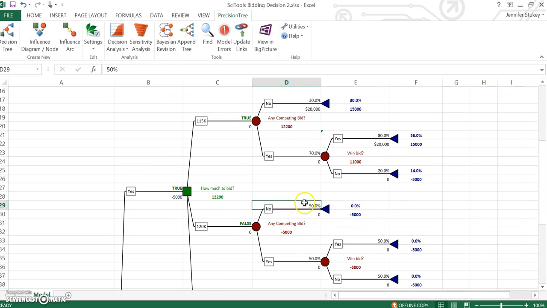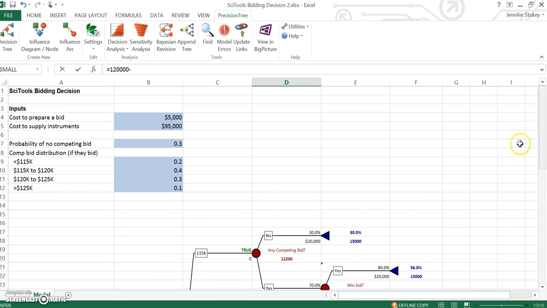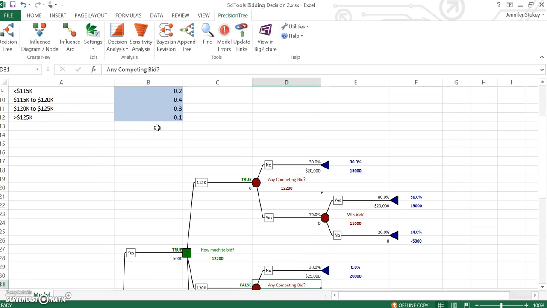Now this one is similar. It's going to be equals B7, and this is going to equal 1 minus B7. Oops, equal 1 minus B7. There we go. Okay, and this one is a $120,000 bid, and we're going to subtract the cost to supply the instruments from that to see how much we actually make, and we would make 25,000 there.